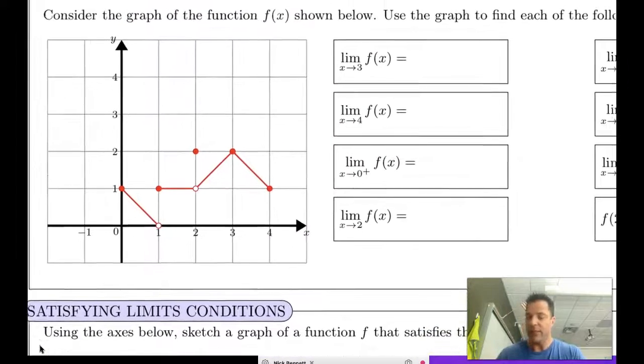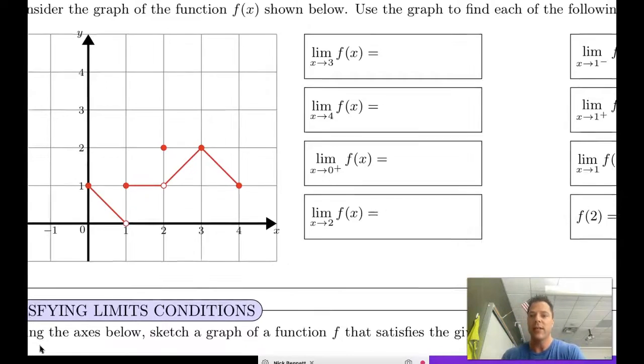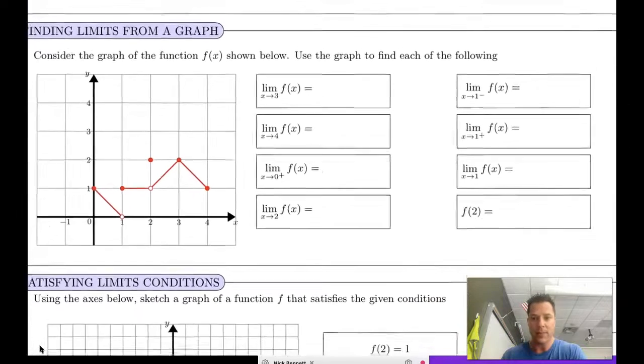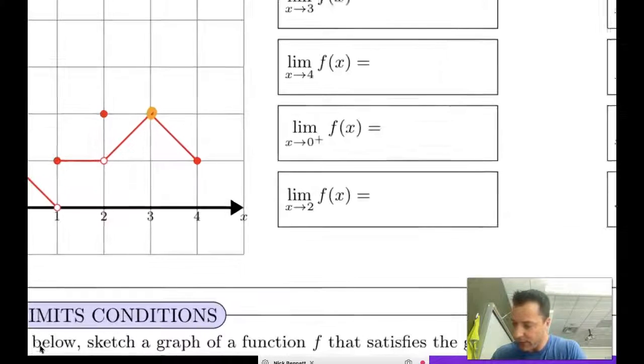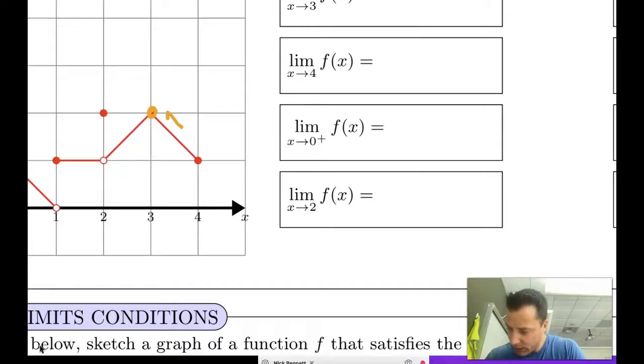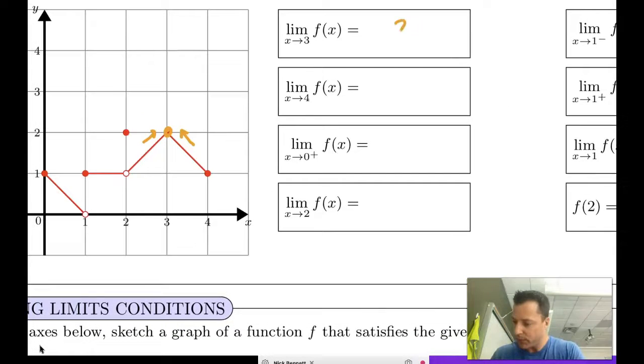Alright, so let's find some limits from this graph. So consider the graph of the function shown below. Use the graph to find each of the following. Okay? So let's go ahead and find those limits. The limit as x approaches 3. So if I look here at 3, and I can see from the right and from the left, I'm approaching the same number. That's 2.